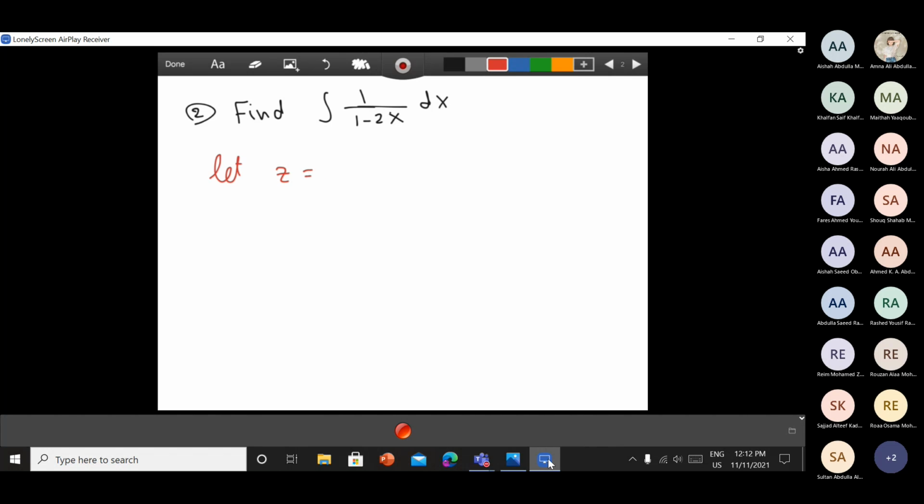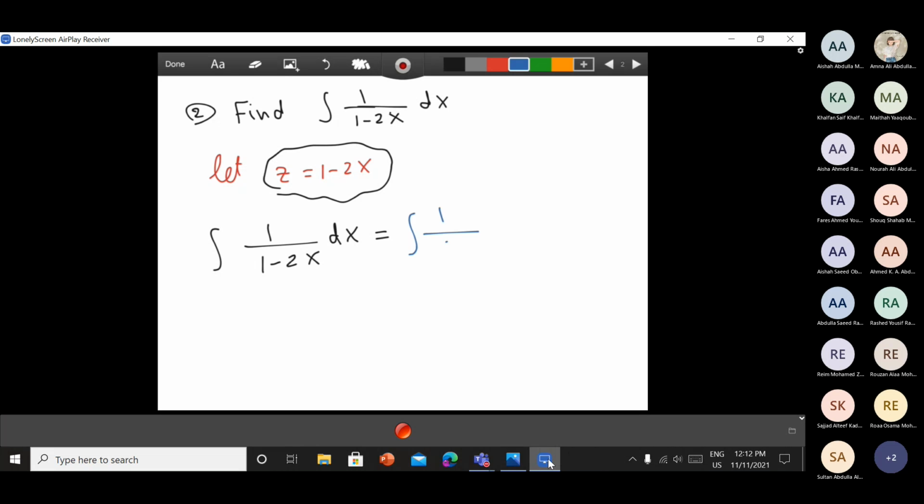Now, yes, I will change this time and I will let z equal 1 minus 2x. This is my substitution. So everything will be changed into terms of z. Okay, so the integration of 1 over 1 minus 2x dx will be the integration of 1 over z. What about dx? I have to differentiate z with respect to x to know what is dx.